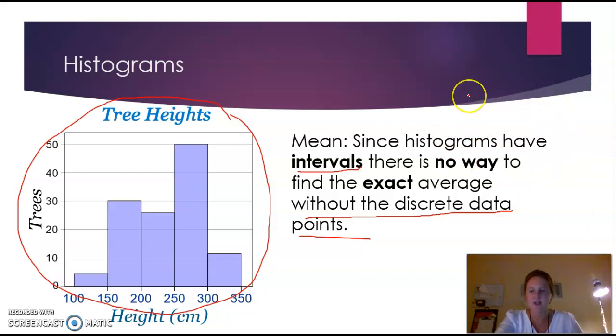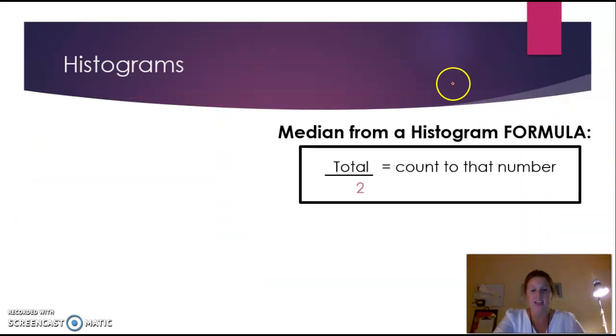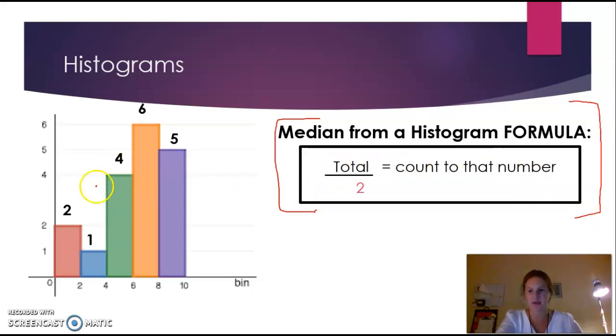All right, and the last thing we're going to need to be able to do is find a median from a histogram. Here's the formula again. Remember, it's never failing us, okay? You take the total, you cut it in half, and you count to that number. So here's my example of a histogram. And notice how I have the frequencies listed here? It's going to be very helpful, okay?